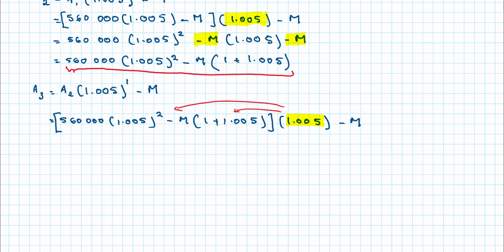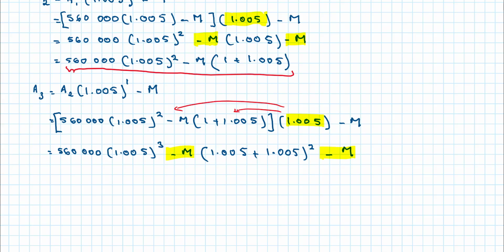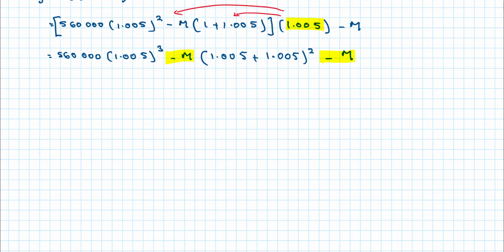So my first term becomes 560,000 times 1.005 cubed, minus M times 1.005 plus 1.005 squared, and then minus M at the end. And next step is again to factorize this minus M out. So the first term stays the same.